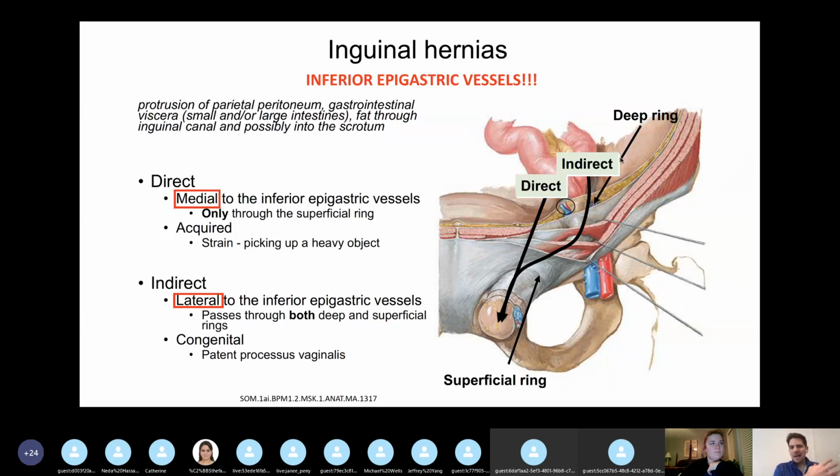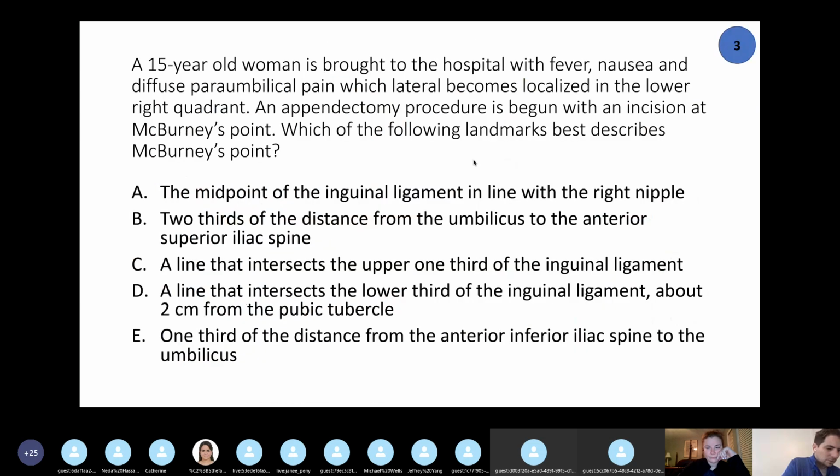I kind of think of indirect as kind of to the side, so it has to take an indirect pathway to get to the location of the hernia, meaning that it has to go through both the deep and superficial rings. Whereas direct is medial to the inferior epigastric vessels, so it kind of goes straight through. So when you're talking about medial or direct inguinal hernias, you're thinking of a strain, whereas these indirect inguinal hernias typically are congenital. Okay, make sure you have that straight in your head.